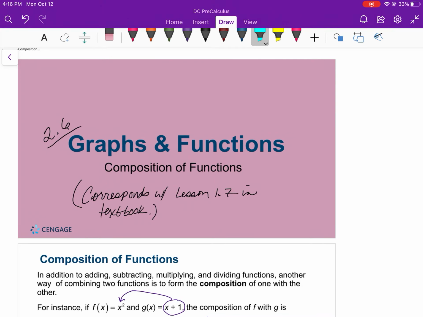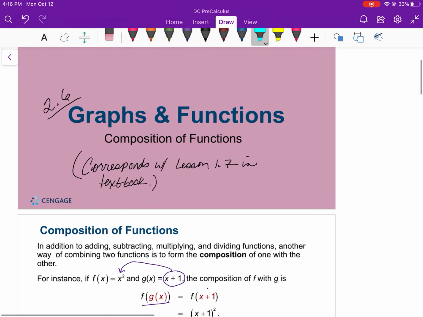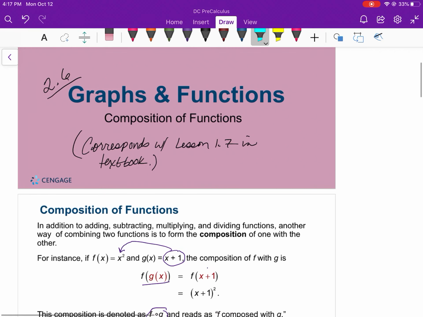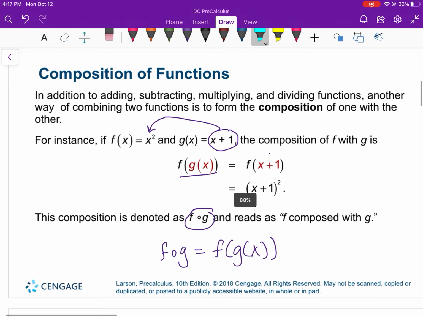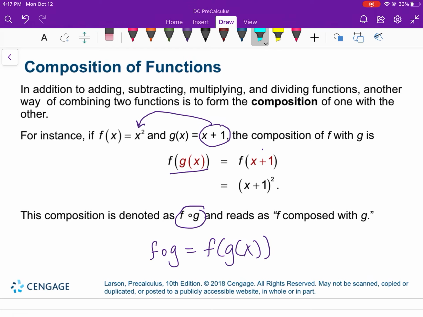Pre-calculus. Today we're covering all of the notes for lesson 2.6, which corresponds to lesson 1.7 in your textbook. We're going to just be finding compositions of functions. The composition of a function looks like this.